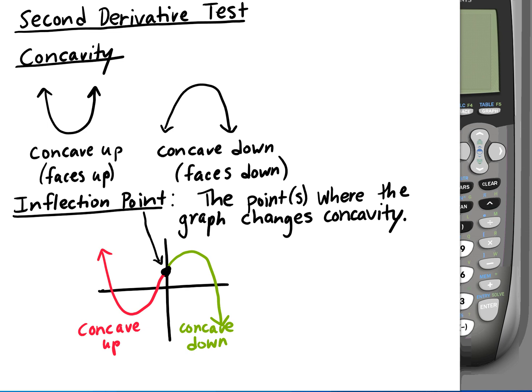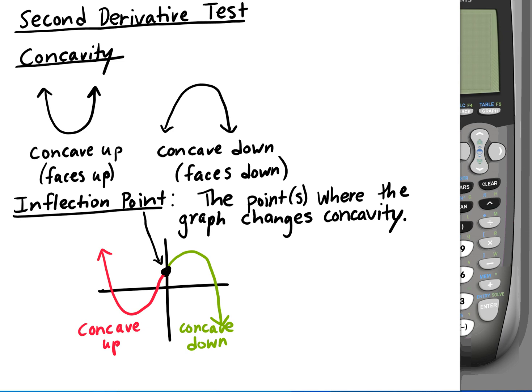First one is concavity. Concave up is when the graph is facing up. Concave down is when the graph is facing down, like the example is drawn here. And then the example at the bottom shows a graph that has both a concave up and a concave down piece with something called an inflection point. The inflection point is the point or points, if there's multiple, where the graph changes concavity.